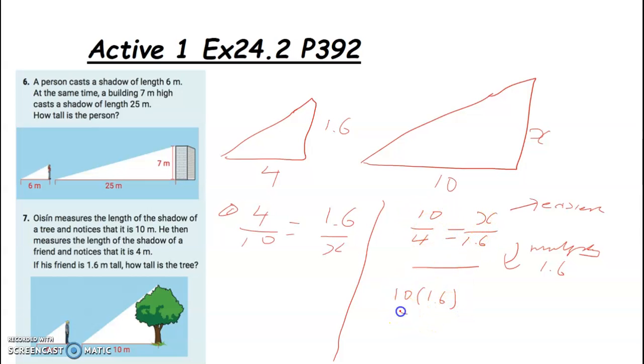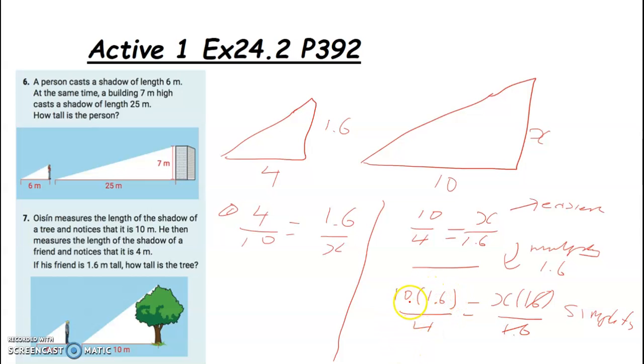because what I do for one side I must do for the other. And then you have x multiplied by 1.6 on that side, divided by 1.6. Now you simplify, so these two can cancel out.